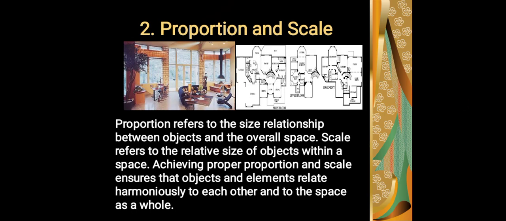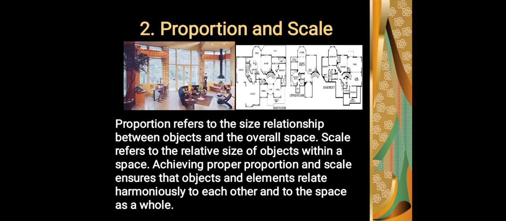So number 2, proportion and scale. Proportion refers to the size relationship between objects and the overall space. Scale refers to the relative size of the object within a space. Achieving a proper proportion and scale ensures that objects and elements relate harmoniously to each other and to the space as a whole.